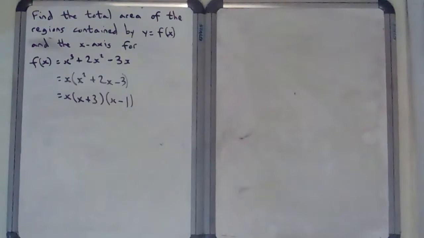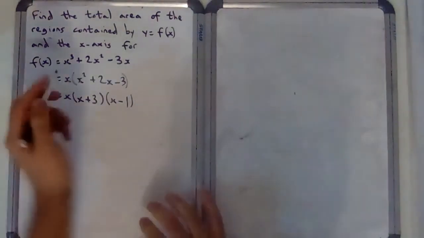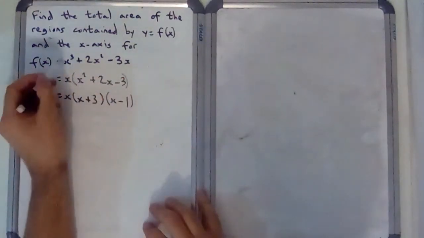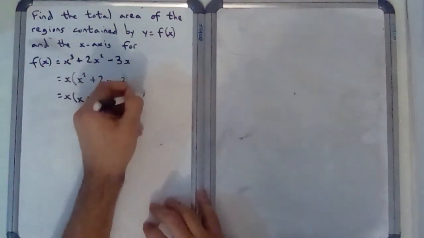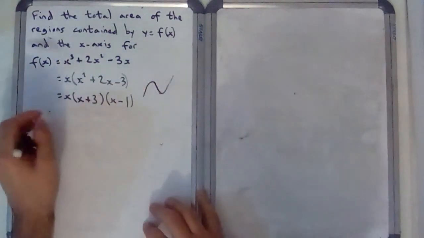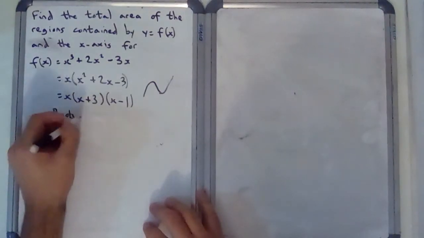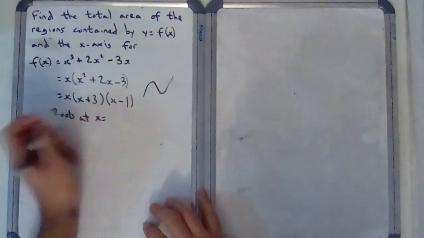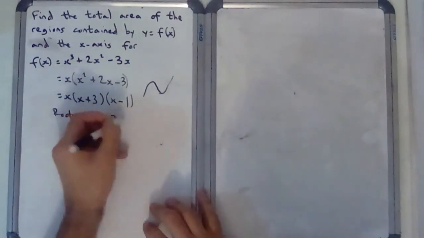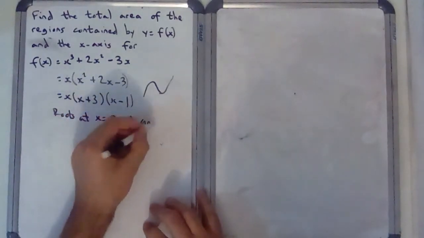So that tells us that we know this is a cubic. It's a positive cubic because the x cubed term is positive, so it's going to do something like this. And we know we have roots at x equals 0, minus 3 and 1.